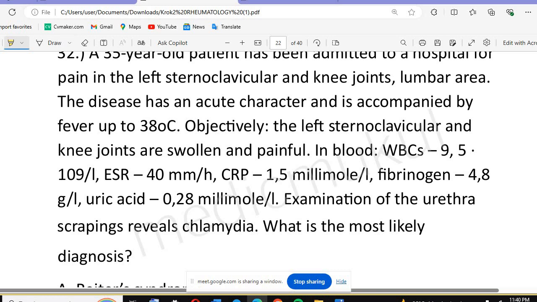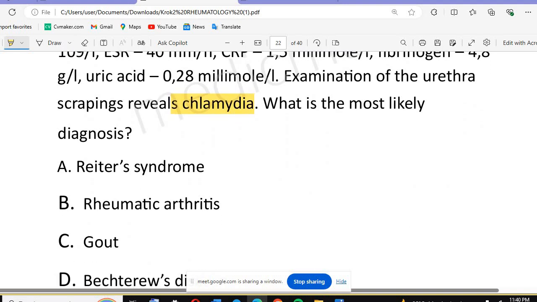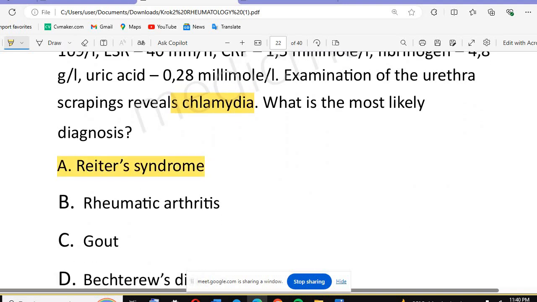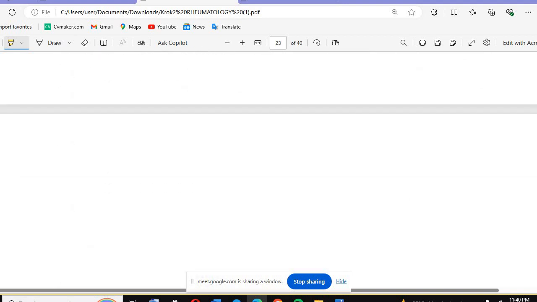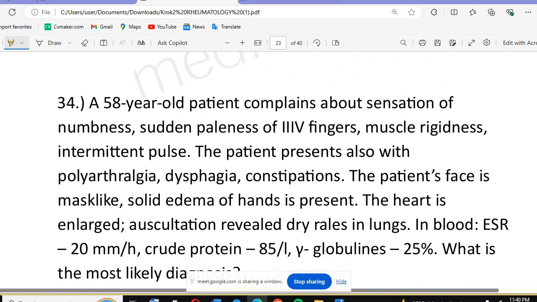And you can see that reveals the chlamydia. So what you will see in the patient we have discussed about, that is the reactive arthritis or the Reiter's syndrome. Patient can't climb, can't pee, can't see.